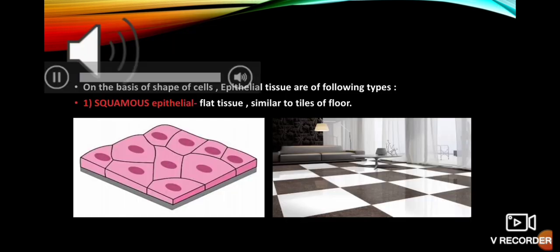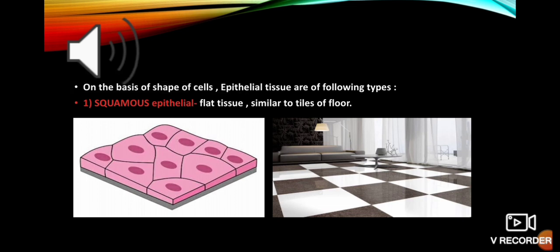In the previous slide, we dealt with the types of tissues on the basis of the number of the cells, and now in this slide we are going to deal with the types of epithelial tissue on the basis of the shape of the cells. So the first tissue is the squamous epithelial tissue. Squamous means flat. So these tissues are flat in appearance. They will look like tiles, as you can compare them with the tiles of a floor.